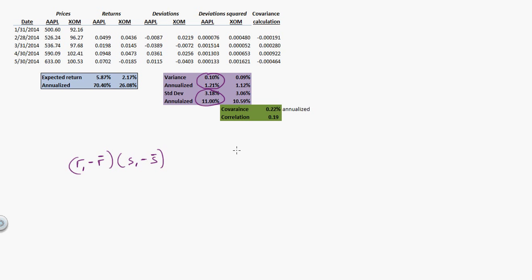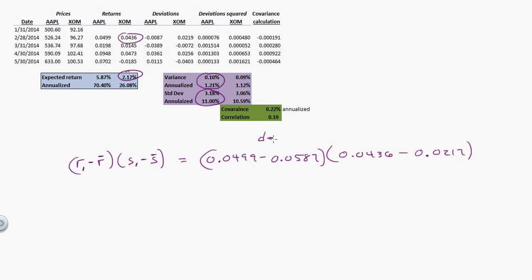So let's look at that with real numbers. That would be equal to 0.0499 minus 0.0587, and then multiply that by 0.0436 minus the average for Exxon, 0.0217. This is the deviation of Apple times the deviation of Exxon. And I'll do that for each one of them, so I'm not going to write each one down. I'll just do the last one so you can get the hang of it.